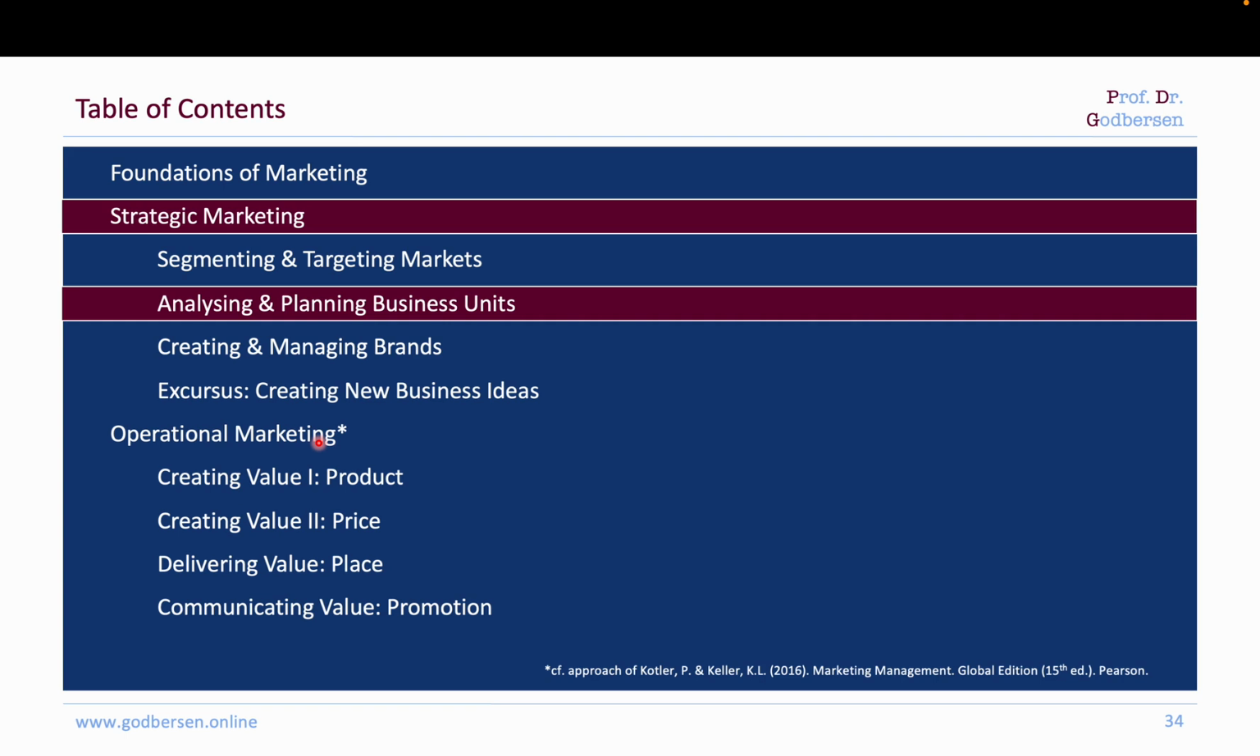That was it for this section. And the next section will be analyzing and planning business units, a very traditional approach.